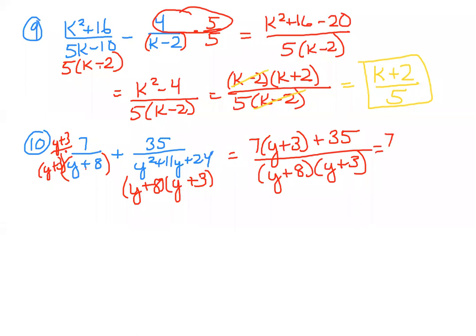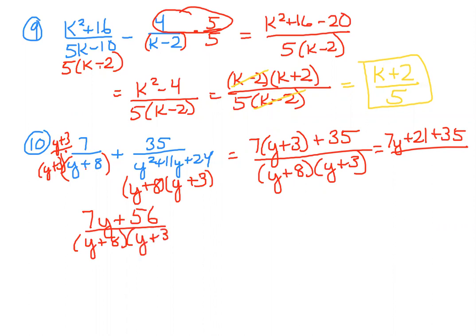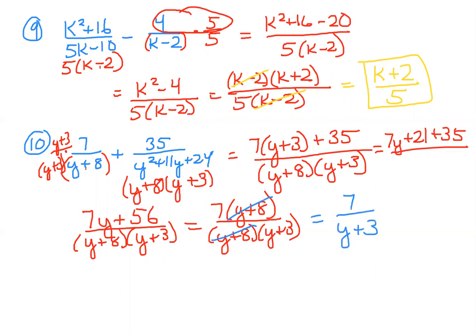So this becomes 7y plus 21 plus 35 over our denominator, which is 7y plus 56 over y plus 8 times y plus 3. And now we're going to simplify. In the numerator, we can factor out a 7, and we're left with y plus 8, and we can cross off the y plus 8s, and we're left with 7 over y plus 3 for the answer. Okay, not too bad. Let's look at number 11.